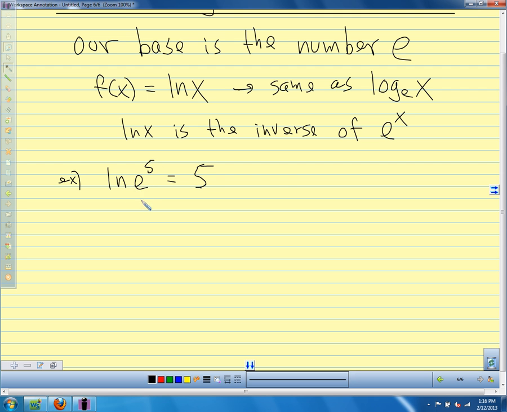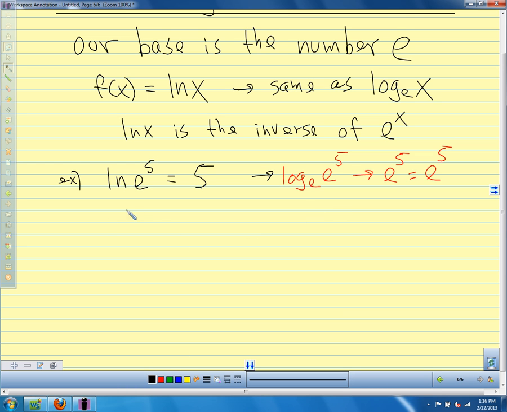If I thought about this, and this isn't how we usually write it, as log base e of e to the fifth, I can rewrite that as e to the fifth equals e to the fifth. So my exponent has to be 5.